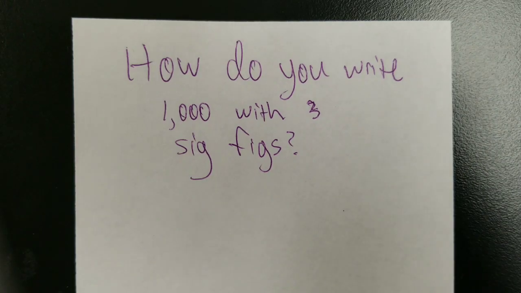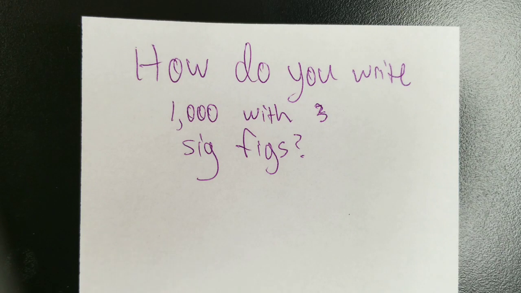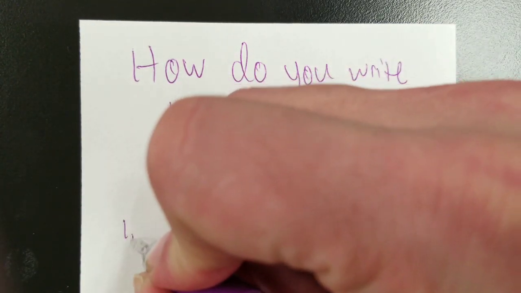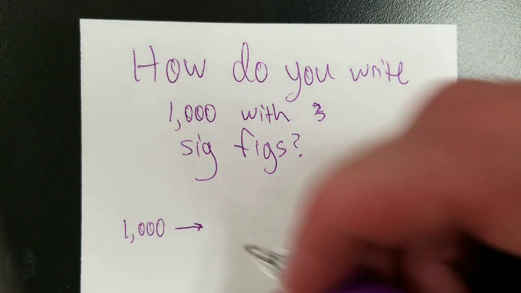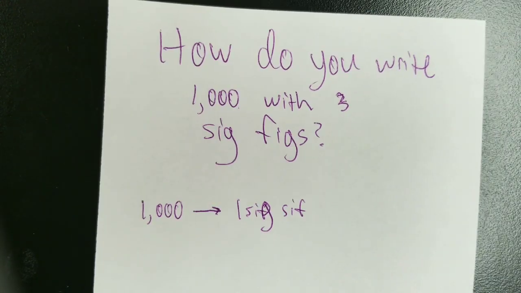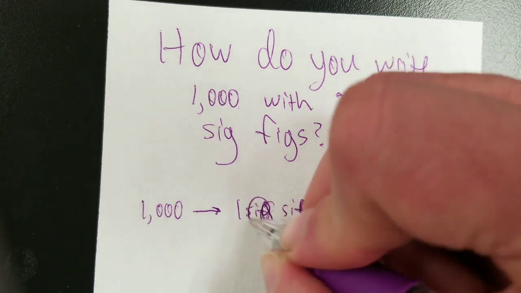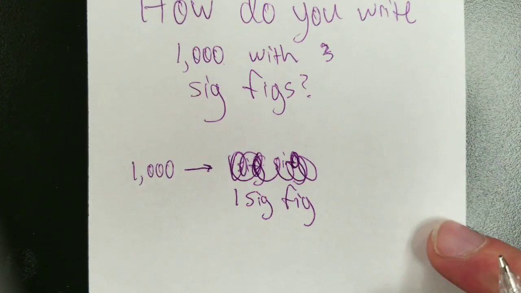Here's an interesting little something we went over in class, possibly, depending on what year you're watching this. How do you write the number 1,000 with 3 significant figures? So just a quick reminder of how things work. Normally, if you're looking at the number 1,000, remember trailing zeros don't count if there's no decimal, so that's 1 sig fig. Oops, 1 sig fig, 1 significant figure. Wow, I can't spell today. 1 sig fig. All right, there we go.